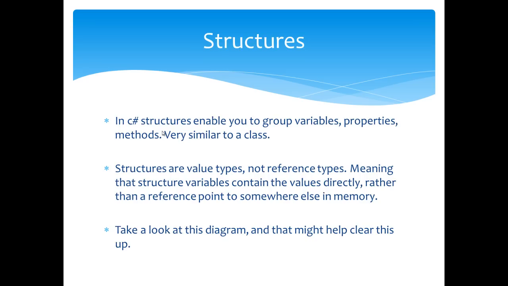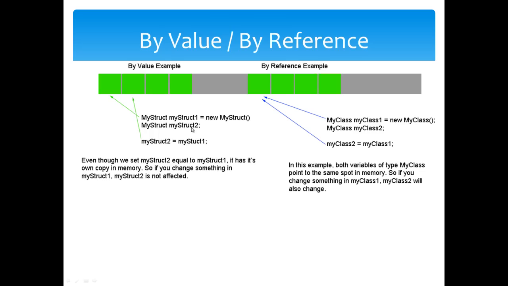Structures can be quite involved, and we're just going to skim the top and talk about the basic stuff, and that is the variables, properties, and the different methods that you can put inside of a data structure. Now, keep in mind, structures are value types. They're not reference types. What that means is that structure variables contain the values directly rather than pointing to some place in memory. On the next slide here, I've got a diagram that hopefully explains that a little bit better.